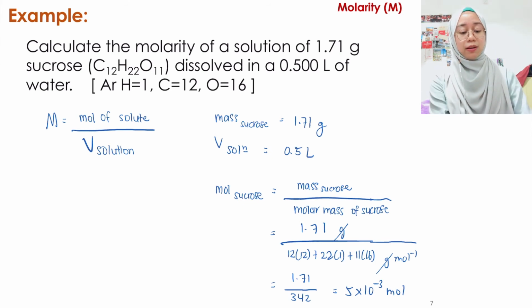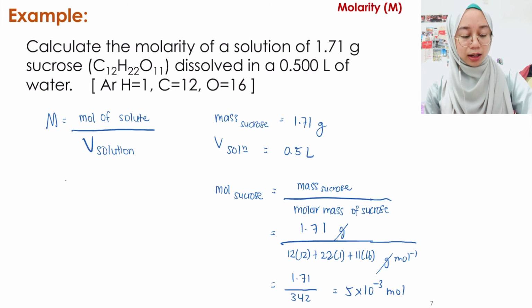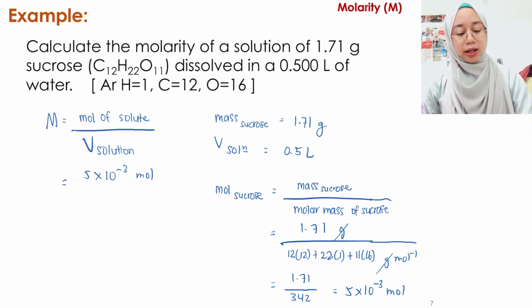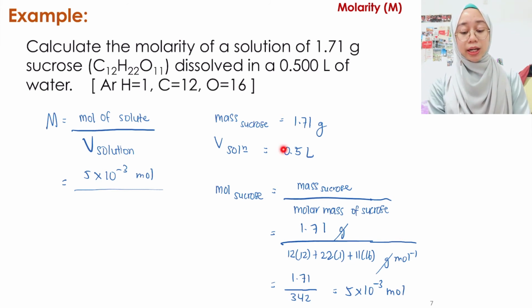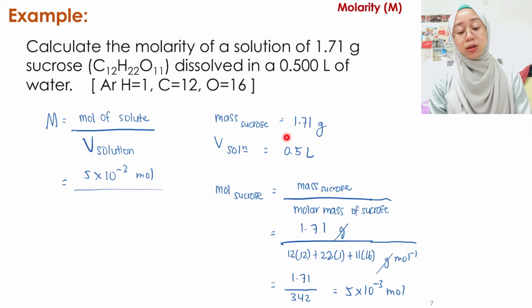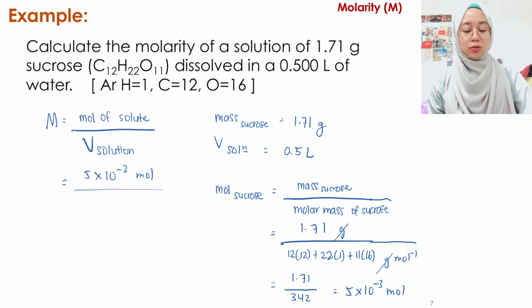Okay, so you have the mole of solute dah, which is the mole of sucrose, and you also have the volume of solution. Sekarang kita boleh selesaikan this particular calculation. Bermaksud mole of solute tadi 5 exponent negative 3 mole. And the volume of solution, lucky us, is already in liter. So do we need to convert it? No, tak perlu dah. But if it is in milliliter or centimeter cube, you have to convert it. So now since you have been given in liter, tak payahlah nak convert.